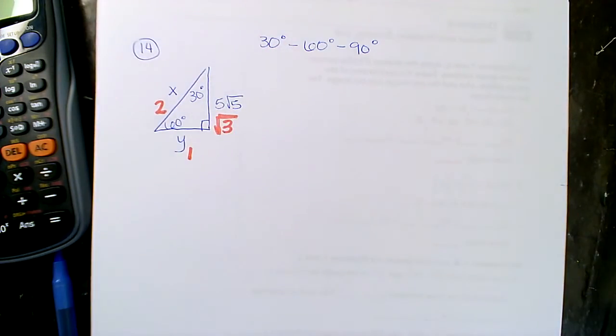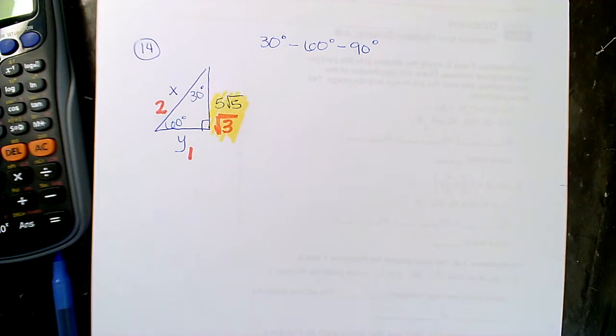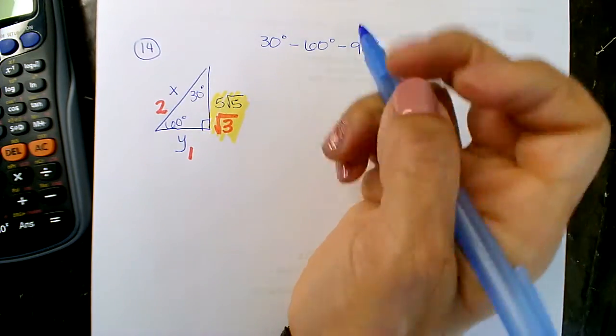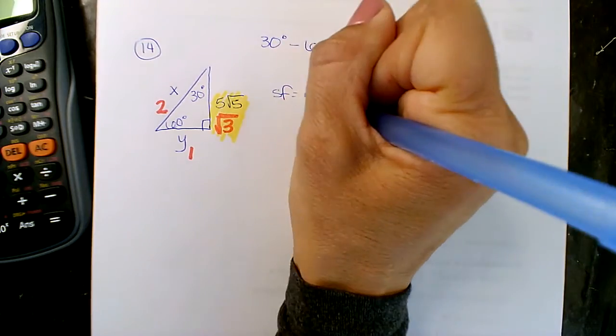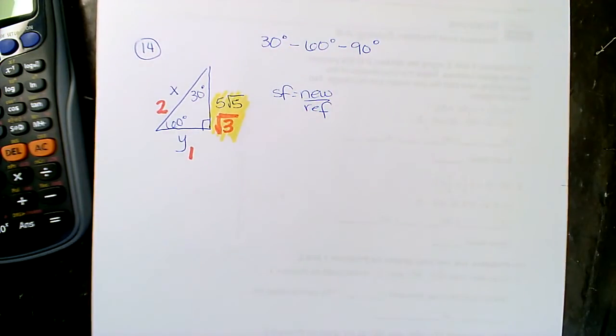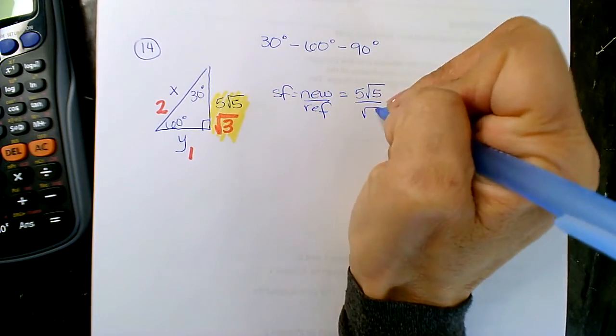All right, so where is my scale factor? It is right here. Your scale factor is always the leg, or the side rather, with 2 measurements. This is a variable, that's a variable. This is what we're gonna solve for. So my scale factor is always a ratio of new over reference. So what is 5 rad 5 over rad 3?